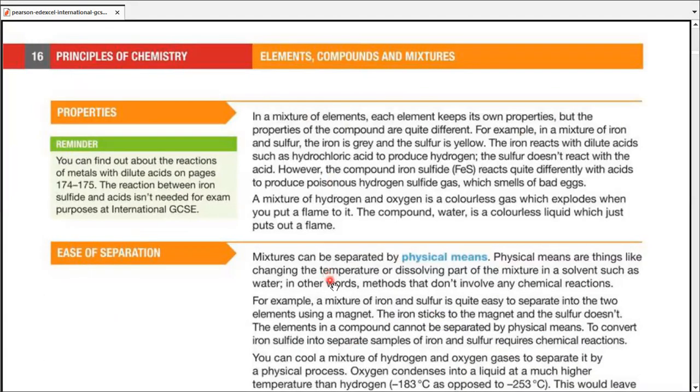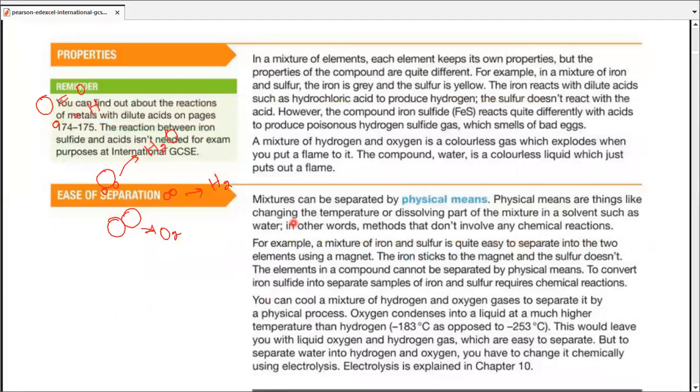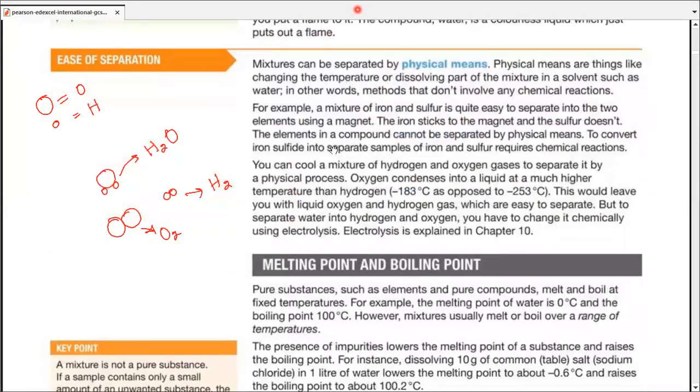Now, the next thing that can be different are properties. In a mixture of elements, every element keeps its own properties, but the compounds are quite different. Now, I'm going to use the same diagram. I'm going to erase the rest of the parts, and I'm also going to move a little bit below so that you can see. Now, what he was trying to say is that in case of elements like this one or this one, they tend to keep their properties. Let me discuss a property as an example.